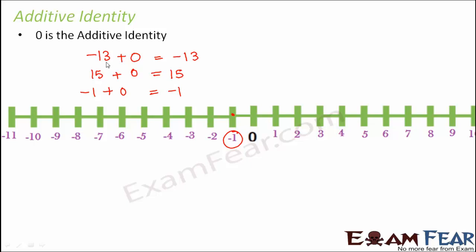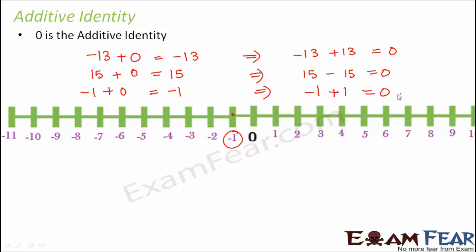Now when we say that minus 13 plus 0 is equal to minus 13, what we indirectly mean is minus 13 plus 13 is equal to 0. Similarly here what we mean is plus 15 minus 15 is equal to 0. Here we mean to say that minus 1 plus 1 is equal to 0. So basically additive identity tells that for any integer a, a plus 0 is always equal to a, and that is why 0 is called the additive identity.